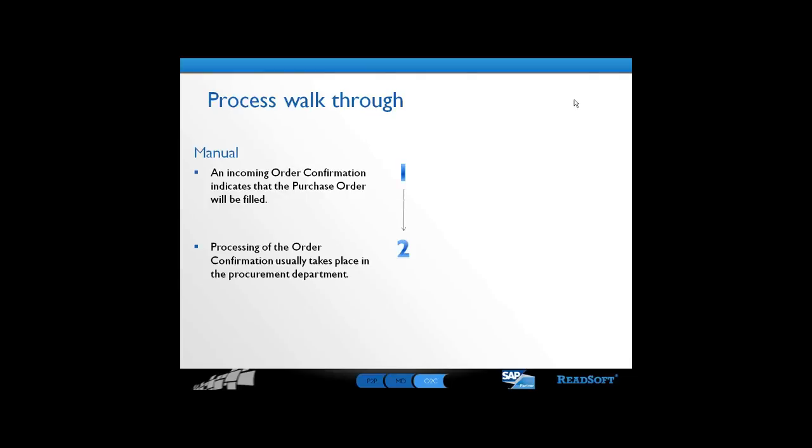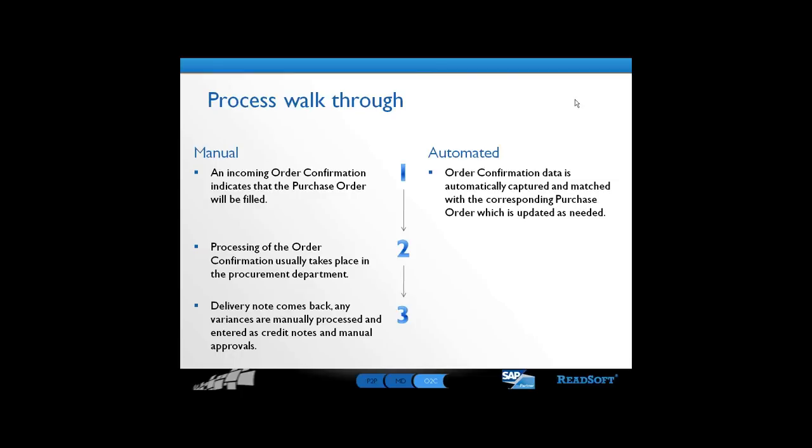Any variances are manually processed and rekeyed into SAP, and rather than having a fully automated system, if there's an issue about discrepancies, I'm having to manually apply credit notes and go through workflows and approvals to do all this as well. So it's very intense and quite top-heavy. Automated, you'll see it's just beautifully simple. The order confirmation data comes in, it's automatically captured, and then the variances are automatically logged and posted back into SAP. No messing around with manual credit notes anymore.